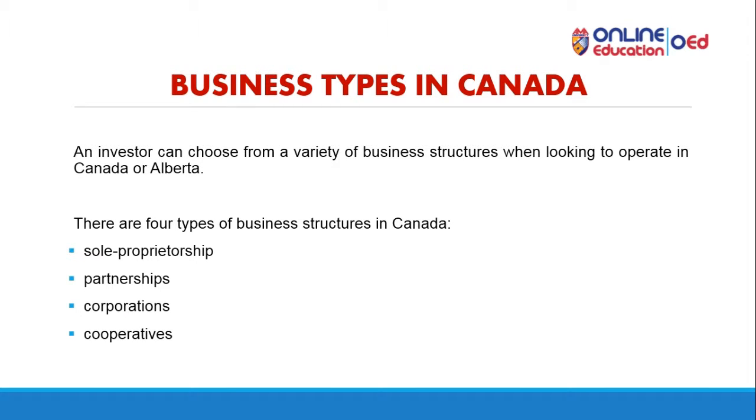An investor can choose from a variety of business structures when looking to operate in Canada or Alberta. There are four types of business structures in Canada, and these business structures are very common all over the world. So we have number one, sole proprietorship, number two, partnerships, number three, corporations, and number four, cooperatives.